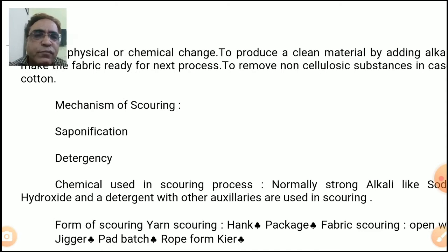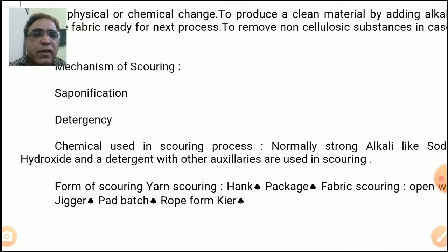Now what are the chemicals which are used in the scouring process? Normally strong alkalis like sodium hydroxide, sodium carbonate, a weak alkali, and a detergent and an emulsifying agent are used in the scouring bath. Specifically for cotton materials, we treat them at boil temperature so that all the saponifiable or unsaponifiable oils are converted to their soluble products, and by the action of detergency, these are removed from the fabric.